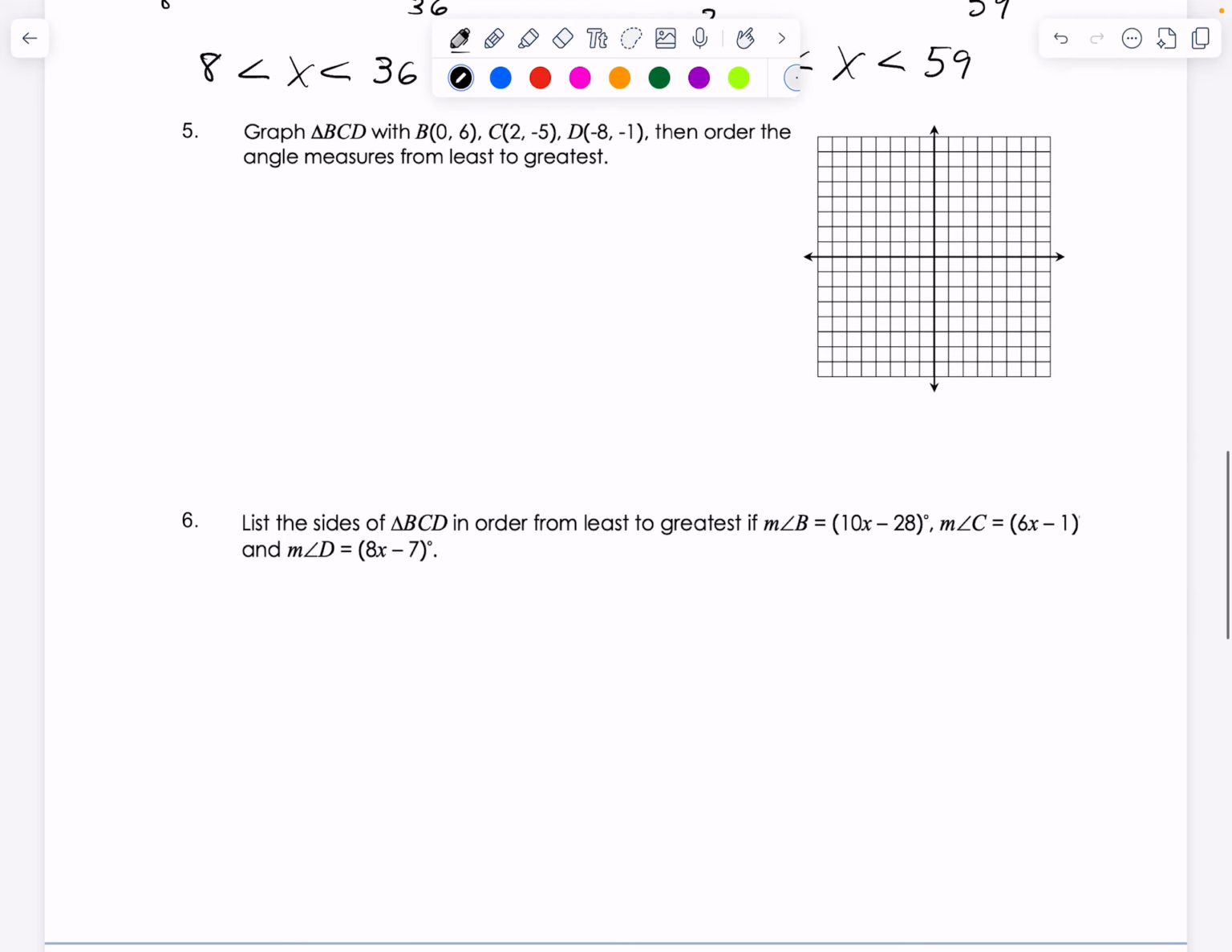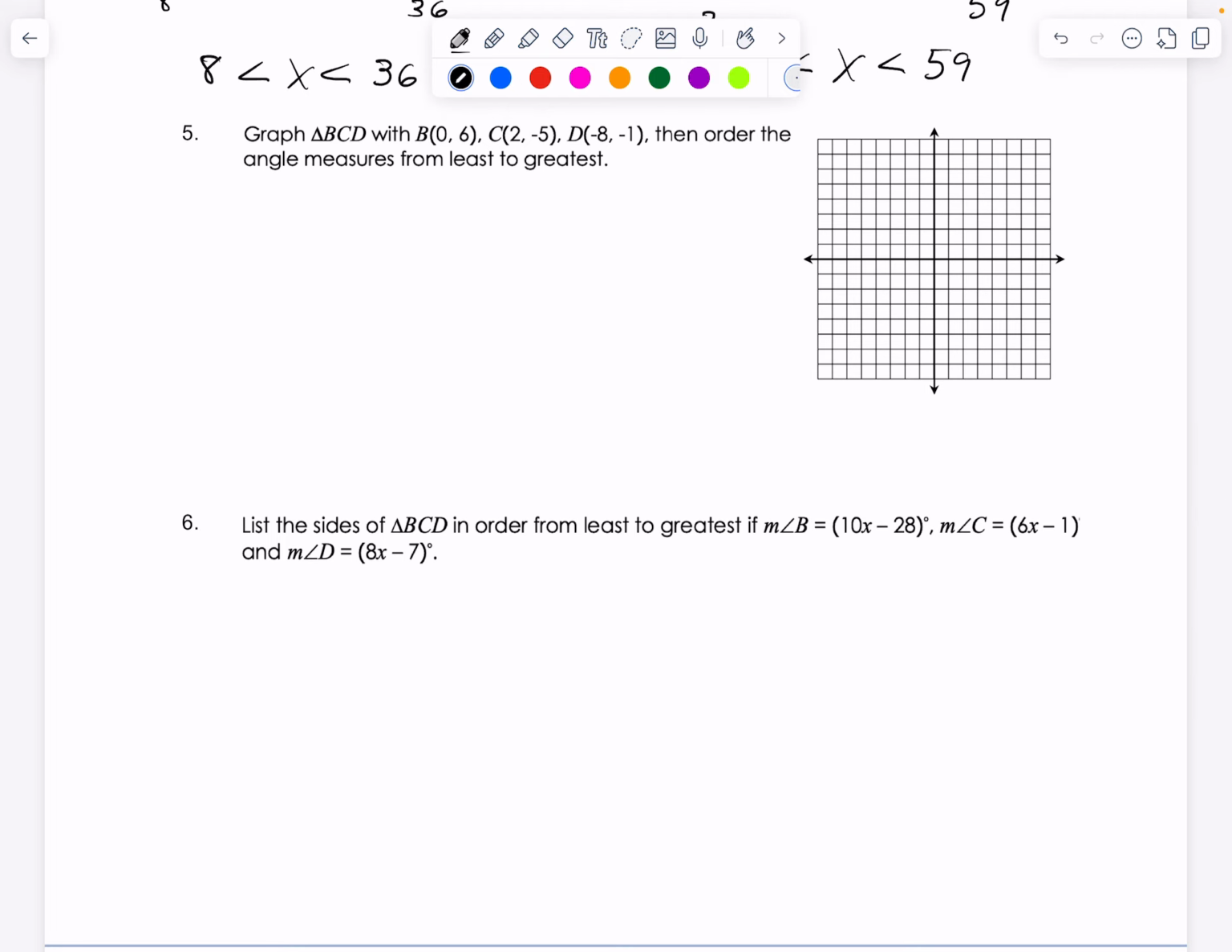All right, gonna get a little bit more challenging here. So we want to graph this triangle B, C, and D. So I'll go ahead and graph that. So 0, 6, 1, 2, 3, 4, 5, 6. This is B. C is 2, negative 5. 1, 2, 3, 4. So that's C. And then D is negative 8, negative 1. 1, 2, 3, 4, 5. So there is D. So let's make this triangle.